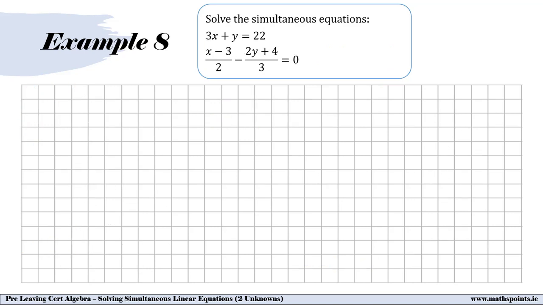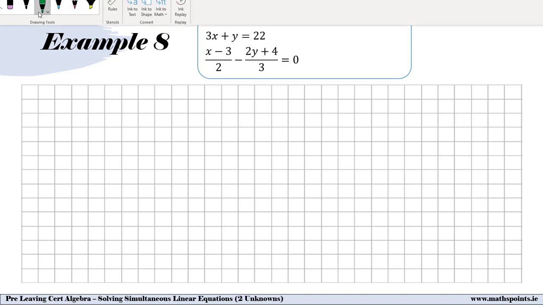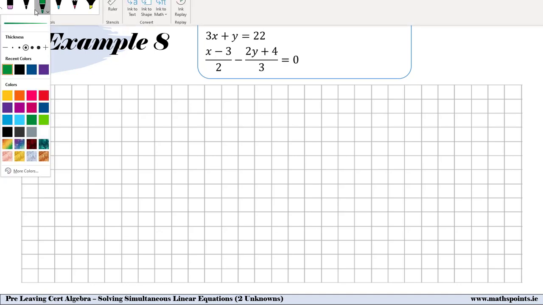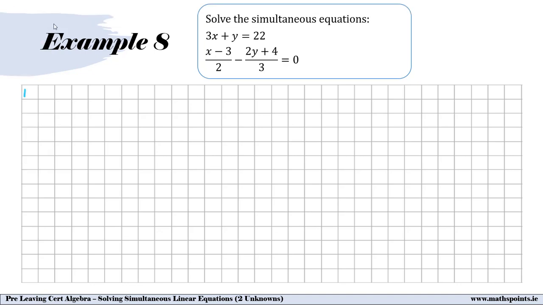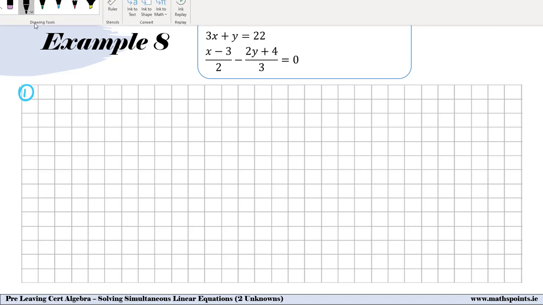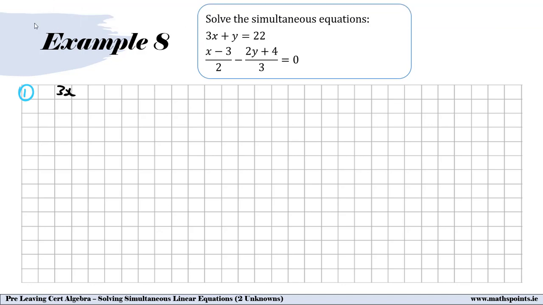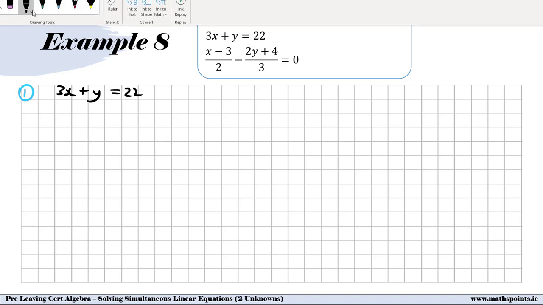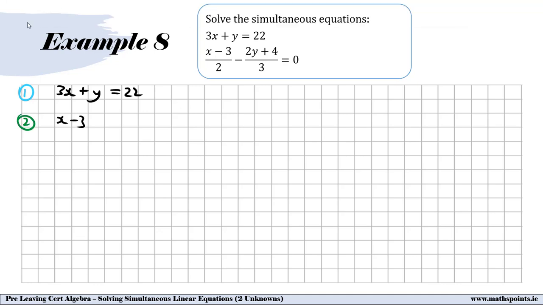So example 8 is another example where we have fractions in one of the equations, and this one is just slightly trickier probably than the last. So equation 1, if we write it down, first of all, it doesn't need to be manipulated. We have 3x plus y equals 22, and it's in the correct format. Equation 2 has the fractions, and so if we write it down, first of all, we have x minus 3 all over 2 minus 2y plus 4 all over 3, and that's equal to 0.